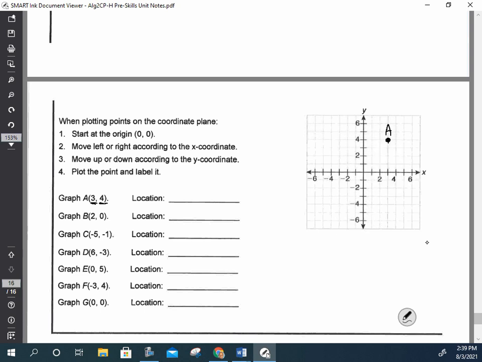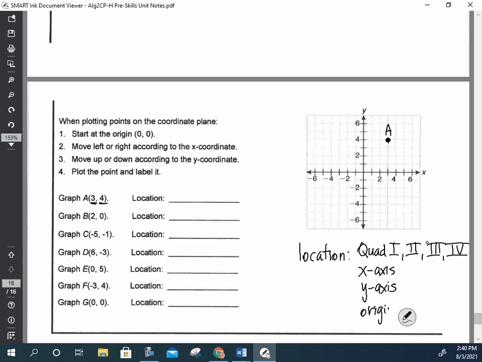So I just did the drawing just so that you could see where it was headed. So there's our point. When they're talking about location, they want to know: is it in quadrant 1, 2, 3, 4? Is it on the x-axis? Is it on the y-axis? Or are you talking about the origin? That's what is meant by location.